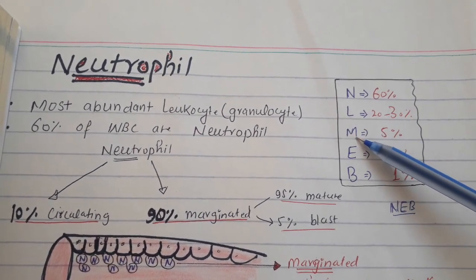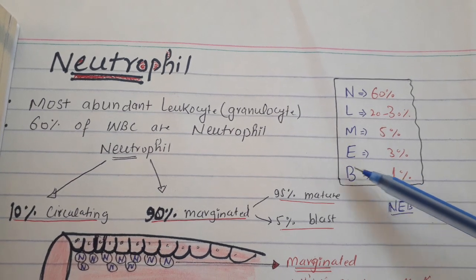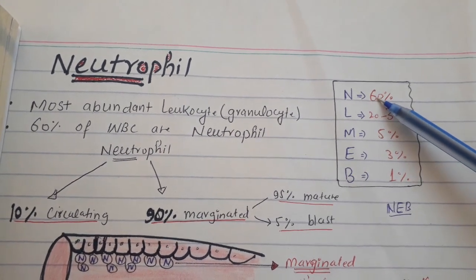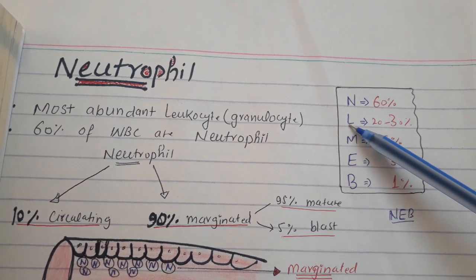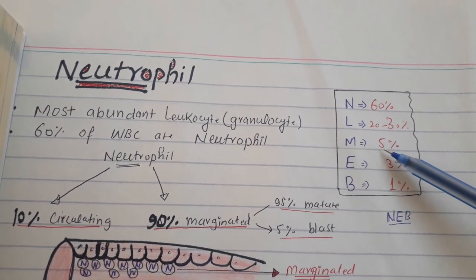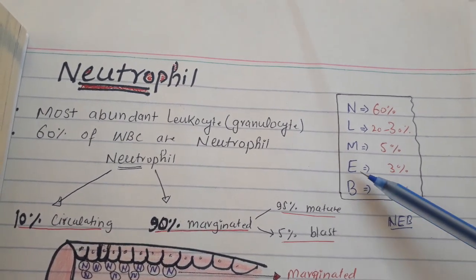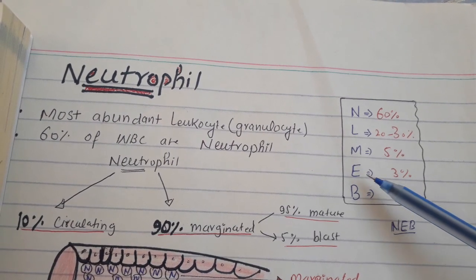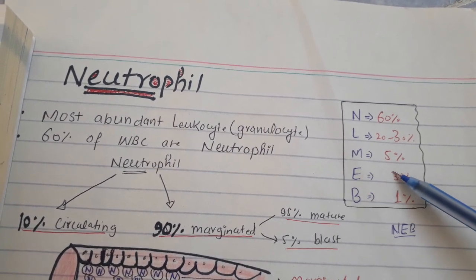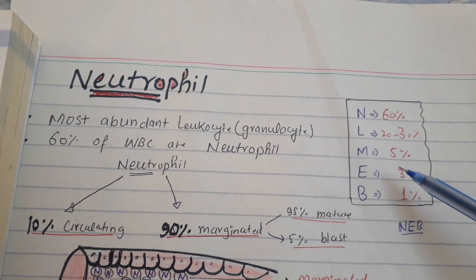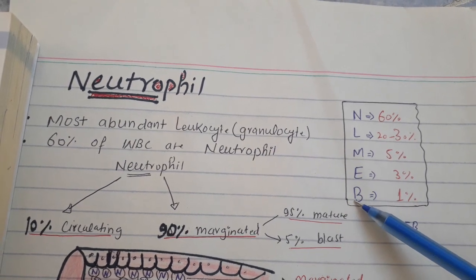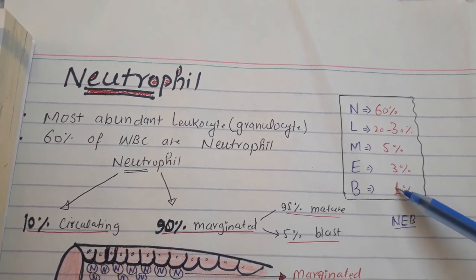Neutrophil, lymphocyte, monocyte, eosinophil, basophil. Neutrophil is 60%, half of the 60, 30%, is lymphocyte, monocyte is 5%, eosinophil is 3%, like you see: 3, 1, 2, 3, and E is the same as 3, so eosinophil is 3%. Basophil is near A, so basophil is 1%.